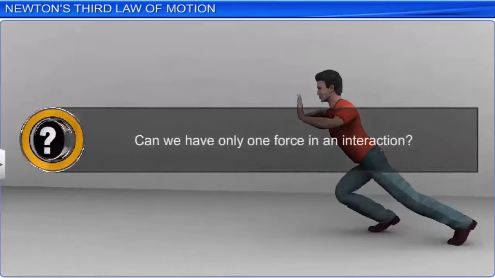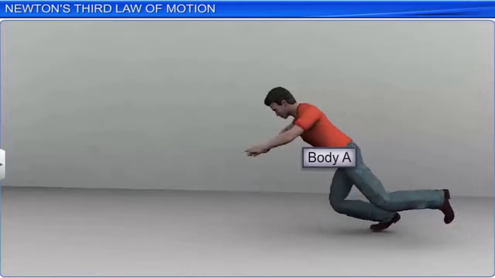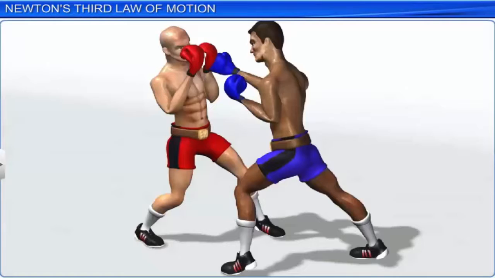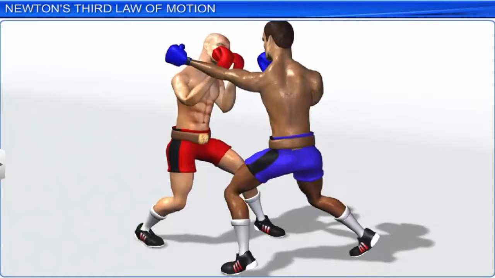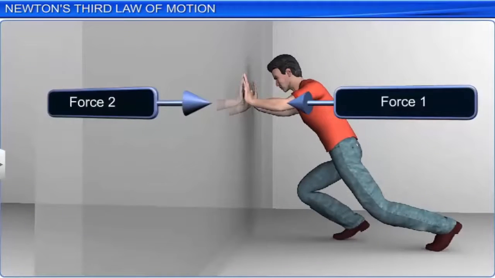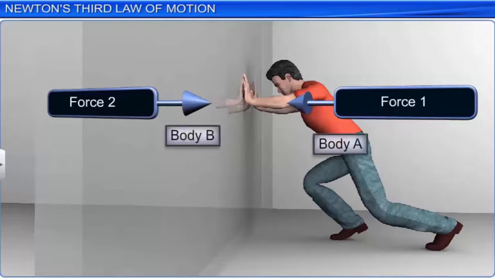The question is, can we have only one force in an interaction? Let us try to imagine such a situation. A boxer tries to land a heavy punch on his opponent. The opponent intelligently sidesteps from the line of action of the punch. The punch goes waste. The boxer could not apply the force in the absence of a resistive force opposing it. From these two examples, we can conclude that forces always occur in pairs and always act on two different bodies.